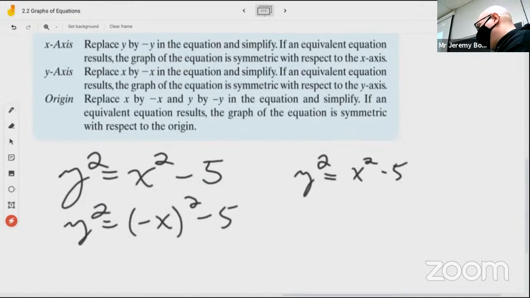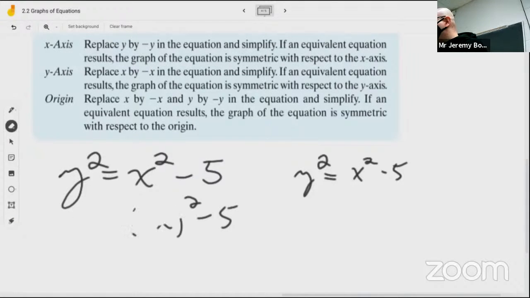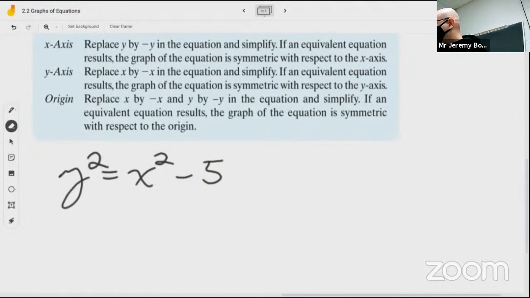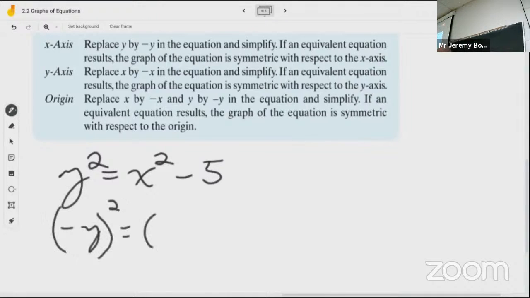All right. And as you may expect from what we've been talking about, to see if this equation is symmetric with respect to the origin, we're going to replace x by negative x and y by negative y, and then we're going to simplify and see if we get an equivalent equation again. So it's the same process, it's just we're replacing different things along the way. So let's use this one again. We're going to replace both x and y by their negative counterparts. So we're going to have negative y squared is equal to negative x squared minus 5.